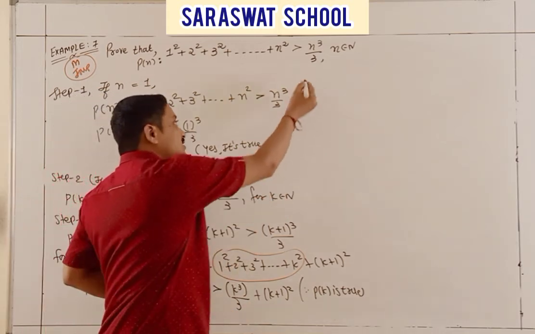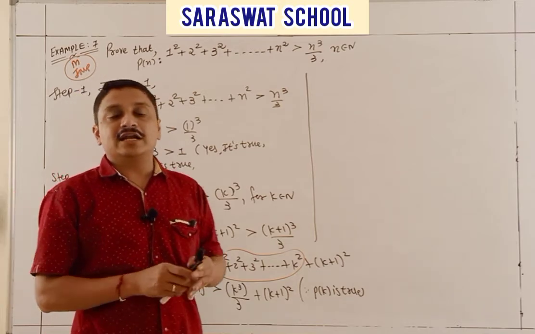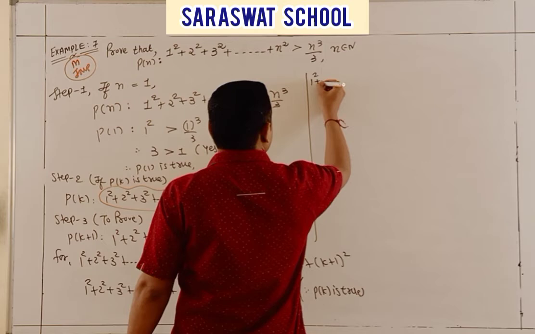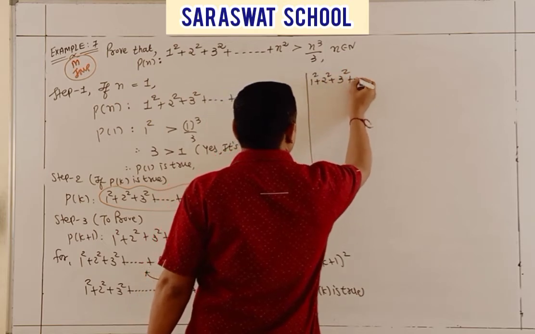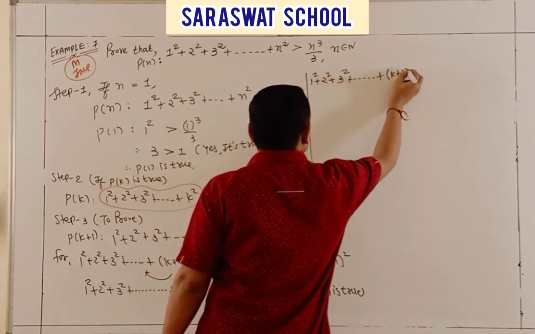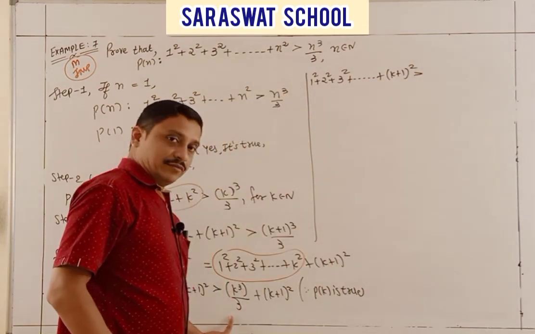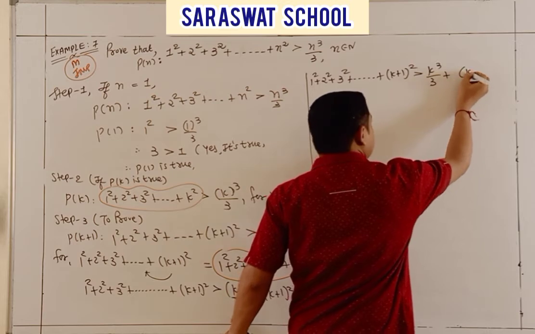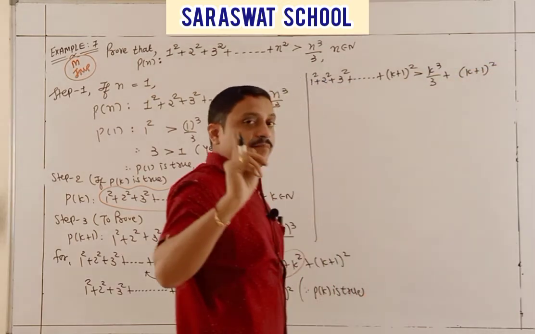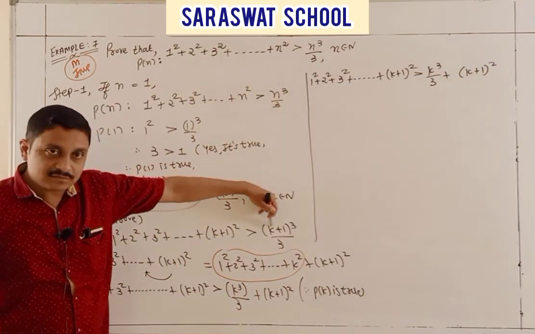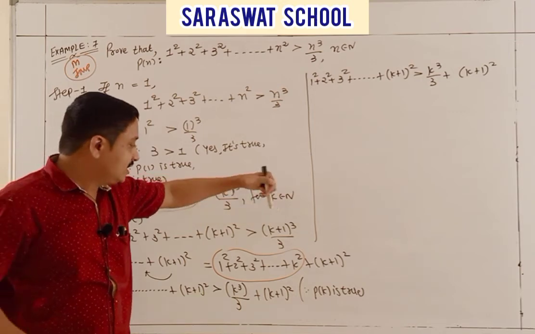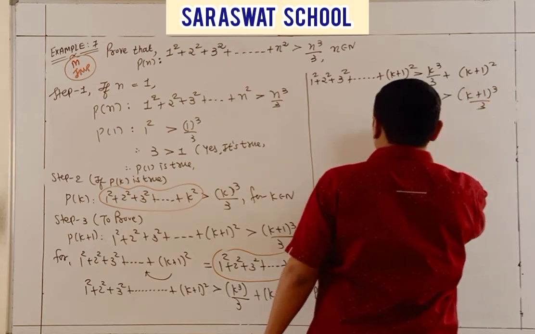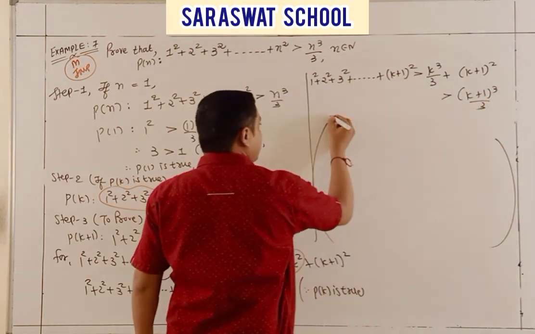No. I am now going ahead with that. So students, again write 1 square, 2 square, 3 square up to k plus 1 whole square is greater than that quantity, k cube by 3 plus k plus 1 whole square. And I am proving that in step 3, it is greater than k plus 1 cube by 3. And after that I write the verification.